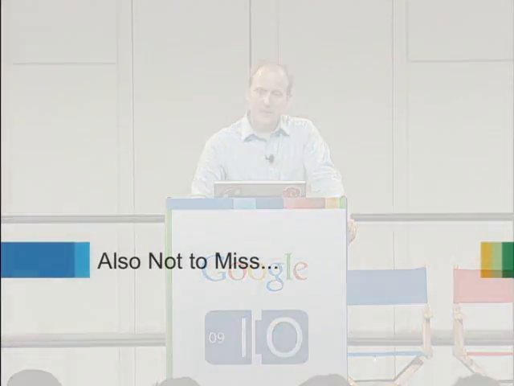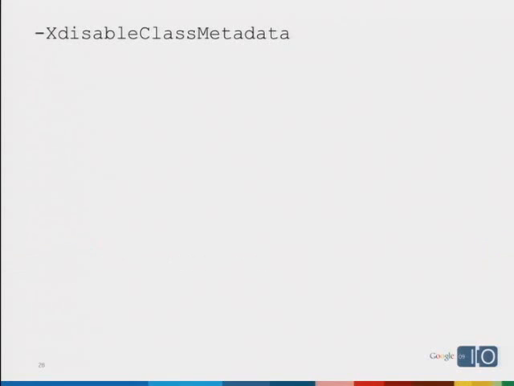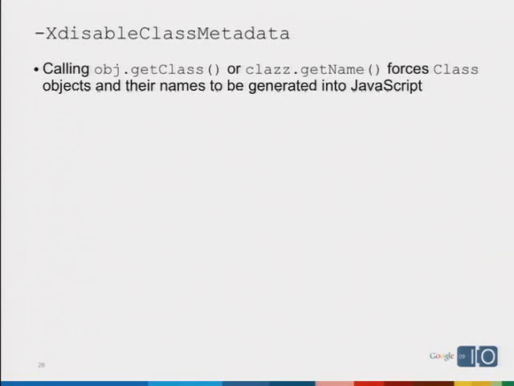Okay, a few last things that I just can't not mention. We've added some compiler flags. There's one called disable class metadata. The -X means you better know what you're doing before you do this. But there's certain constructs in Java, calling object.getClass or class.getName forces us to compile in class literals, and those class literals have names that are strings that show up, and for a couple of reasons that's not great.